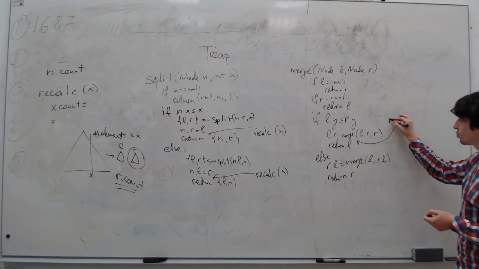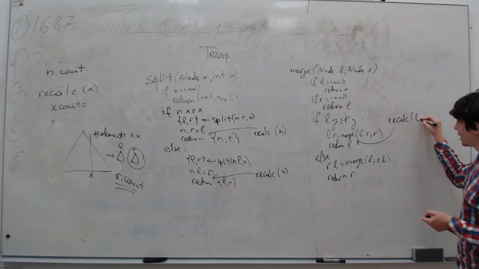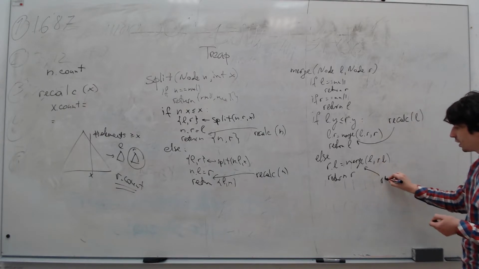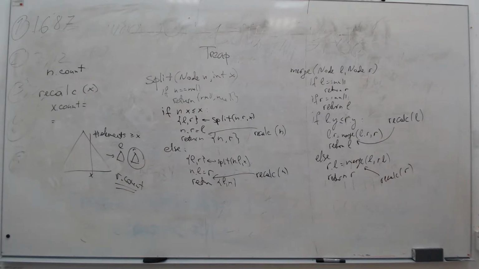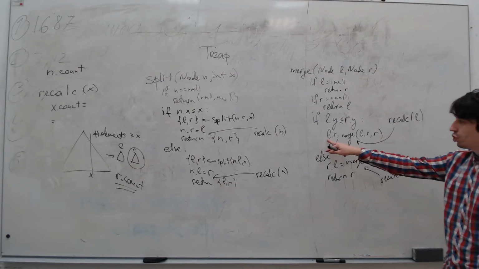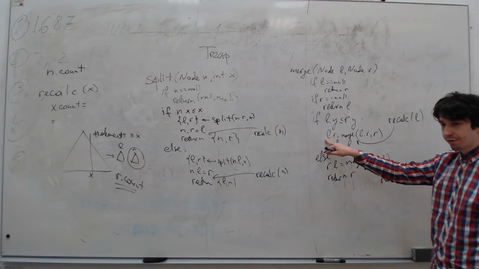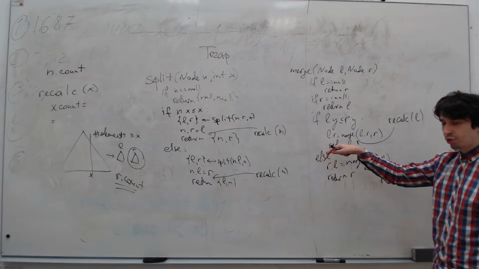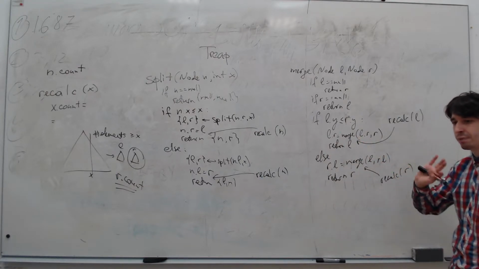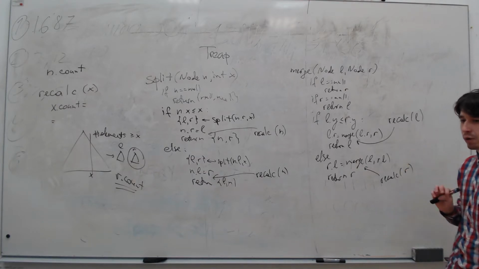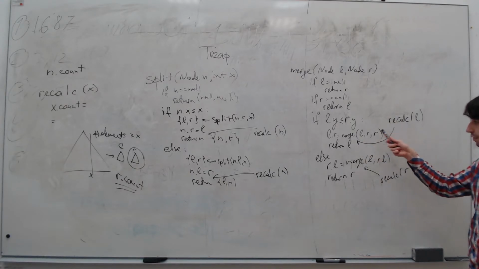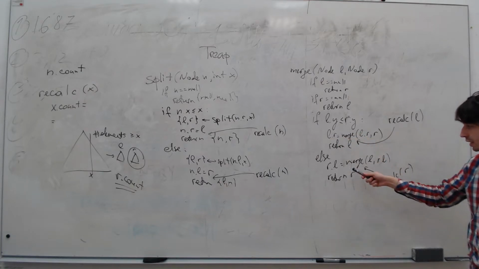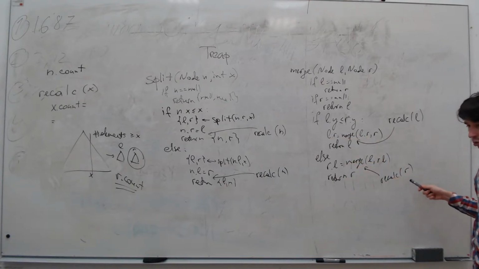Okay, now you should add recalc of L, and here you should add recalc of R, because you change the left tree, and you have to recalculate. Right now you have this magic function that recalculates the count in our tree. So we should call recalc of L because we changed the node L, and here we change the node R and call recalc R.